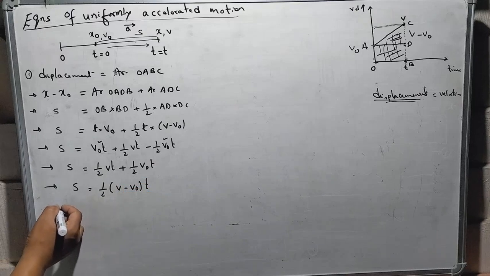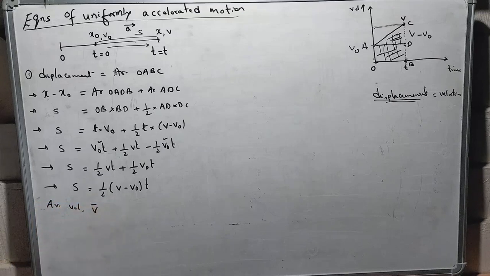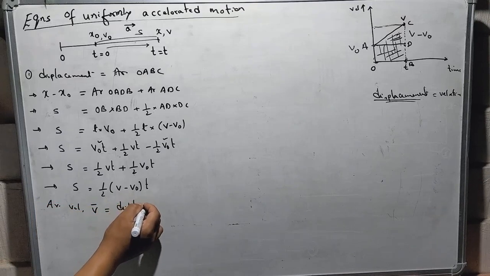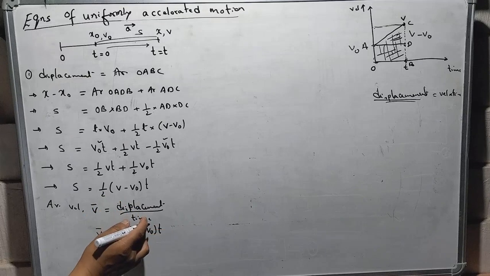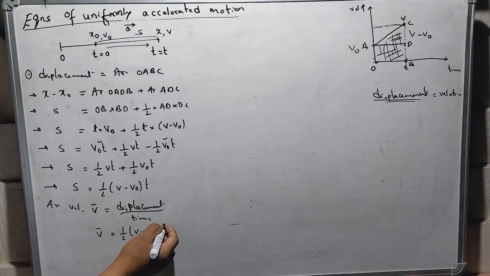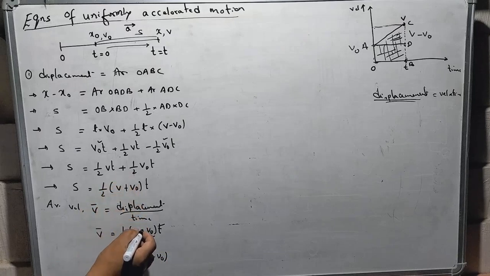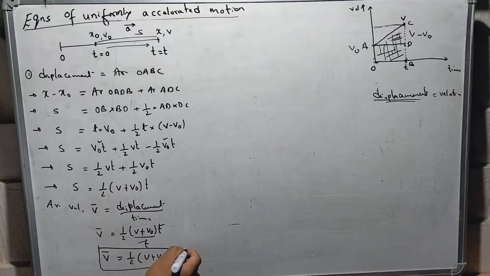After this, we know the average velocity of a moving body is denoted by V bar, and this equals displacement upon time. Or V bar is equals to, how much is the displacement? Half (V plus V naught) into T, upon time, meaning divide by T. So this T up, T down cancel, you'll get V bar is equals to half (V plus V naught). Sorry, this is not minus, this is plus. So this is the first equation of motion that tells you the average velocity.